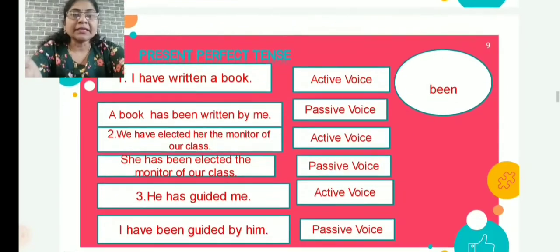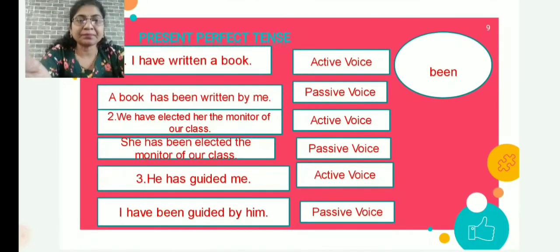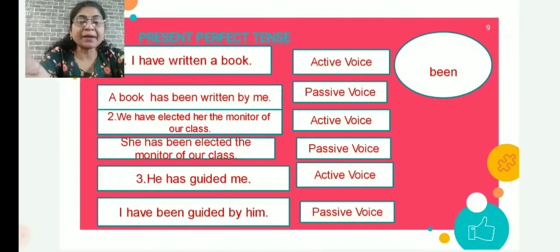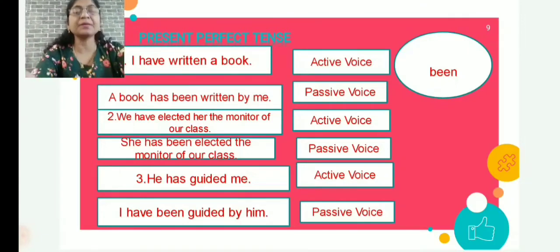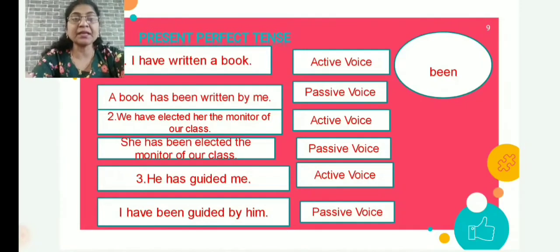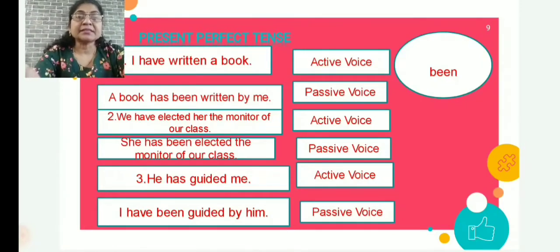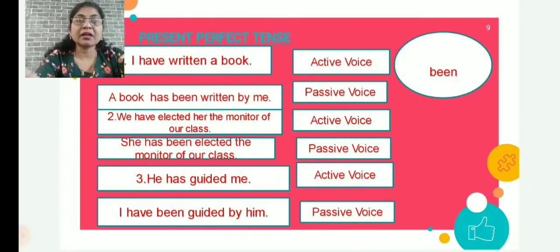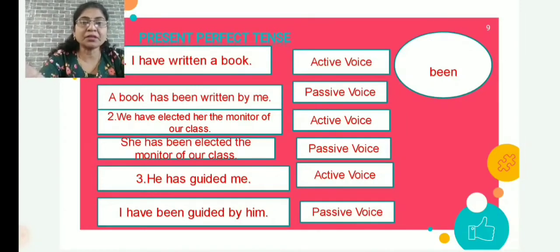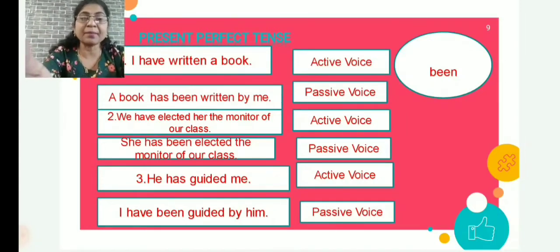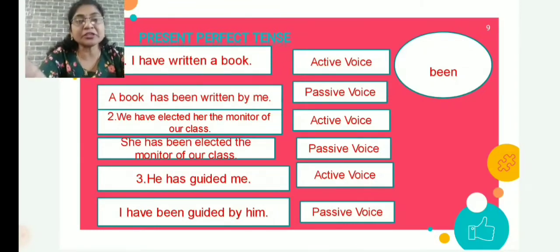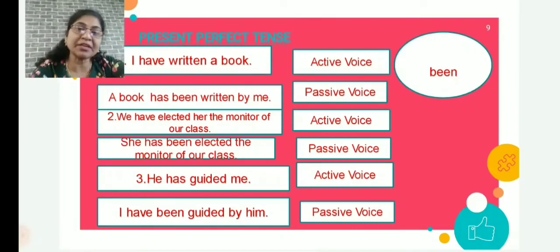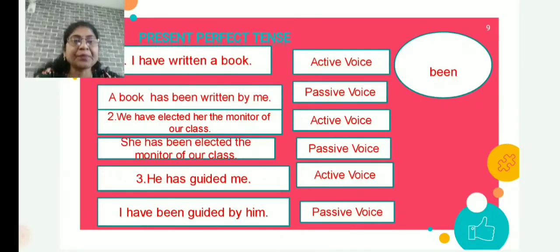Now third, he has guided me. I have been guided by him. He, the doer, that is the subject, has is the supportive verb, guided is the past participle, that is the action. And me, to whom? To me. So I have been guided by him. Me will come on the place of subject and it will change into I, because me is what? It is objective case. When it comes on the place of subject it will change into I.